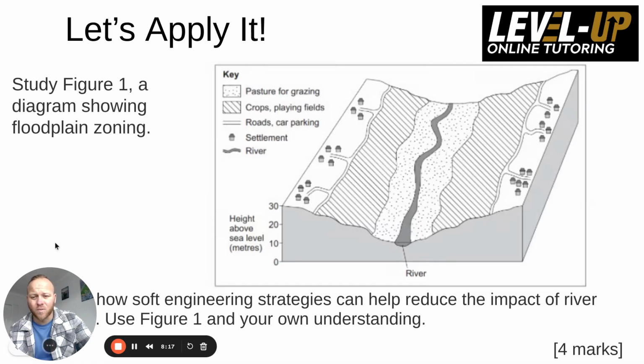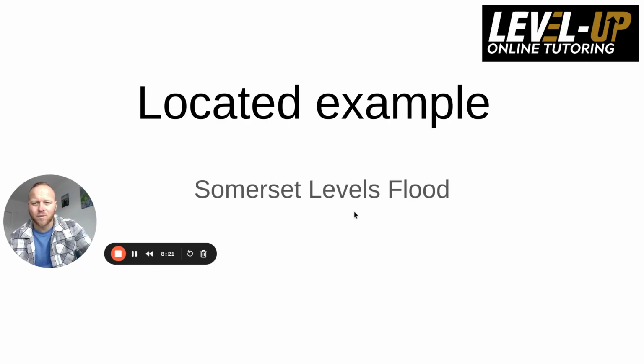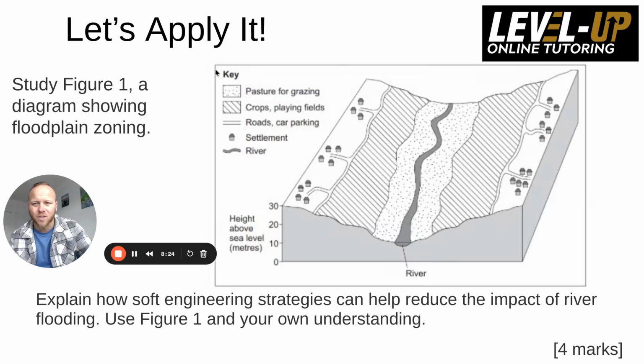So here's an example, just one little 4 marker from an AQA exam. Explain how, so again, apologies, look at the actual picture first of all. Study figure 1, a diagram showing floodplain zoning. So they're giving you this figure. Explain how soft engineering strategies can help reduce the impact of river flooding. Use figure 1 and your own understanding.